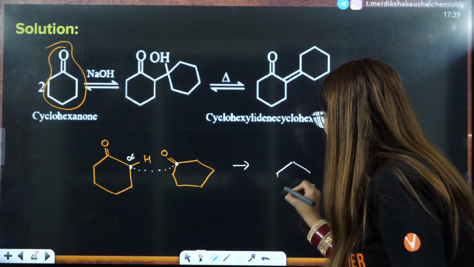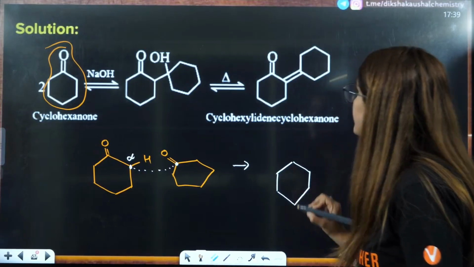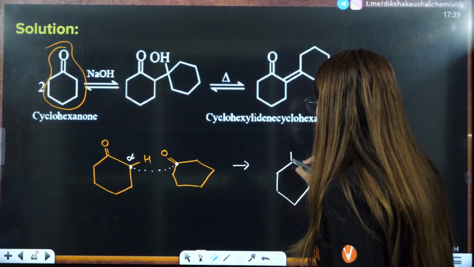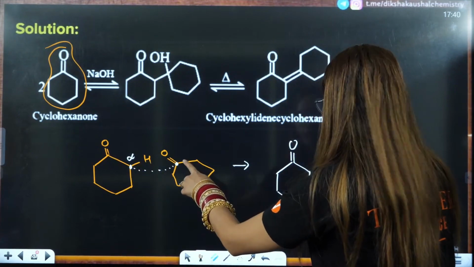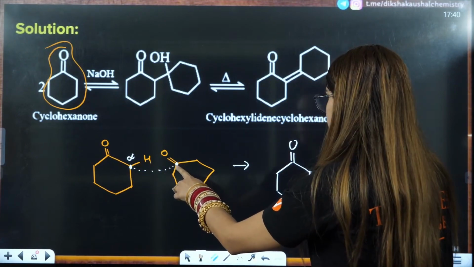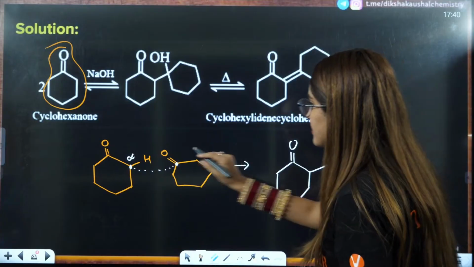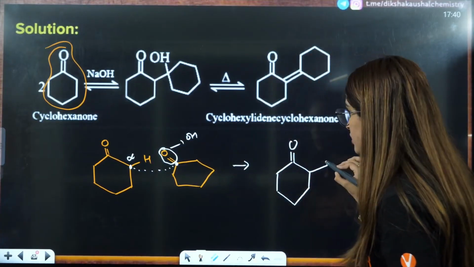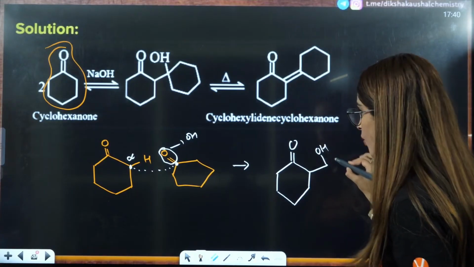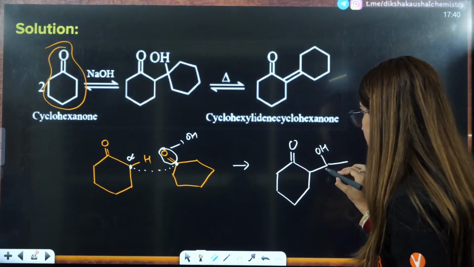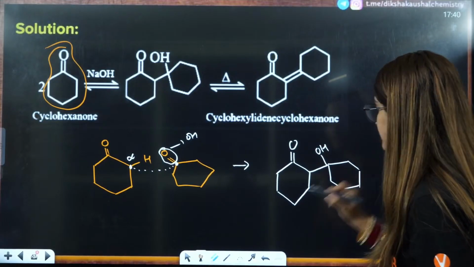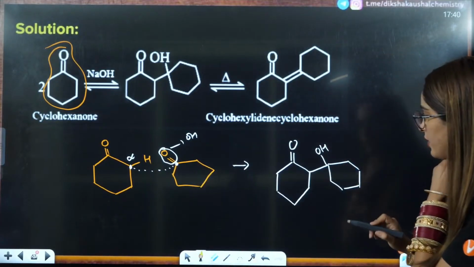So I will attach the alpha carbon with the carbonyl carbon here, right? This is double bond O. This carbon is attached to this carbon here, and this will be converted to OH. Here you have 1, this is 2, 3, 4, 5, 6. This is what you will have.